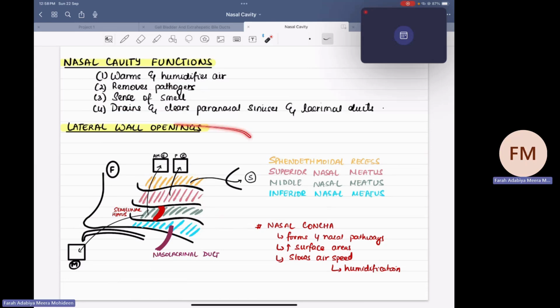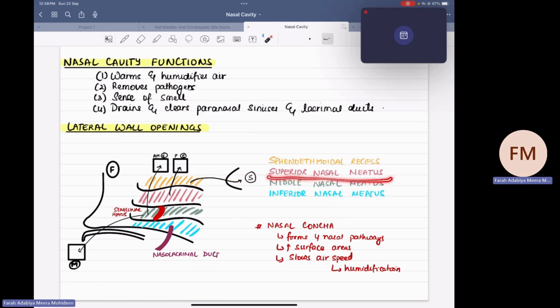Now, again, a lateral view of your sagittal section. I had already told you about certain bulgings of the bone. They form your nasal concha: superior, middle, and inferior. Now, these nasal concha, or the bulgings, form openings in the nasal cavity. So you have four openings. The yellow one is your sphenoethmoidal recess, and it basically connects into your sphenoid sinus.